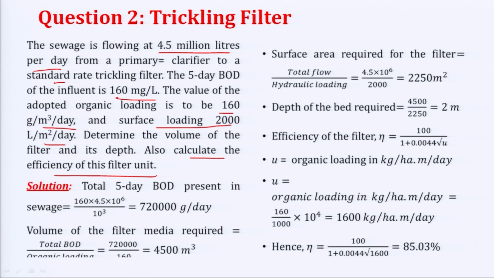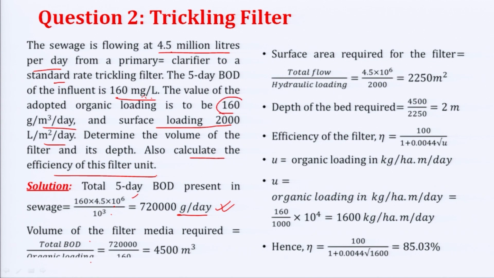Okay. So, how are we going to solve this problem? What is given? The 5-day BOD is 160 milligram per liter. So, we are going to calculate the BOD for 4.5 million liters: 160 into 4.5 million. This is in milligram, which we convert to grams per day. So, this much BOD is present. Then the volume of filter media required will be how much? Total BOD divided by the organic loading.